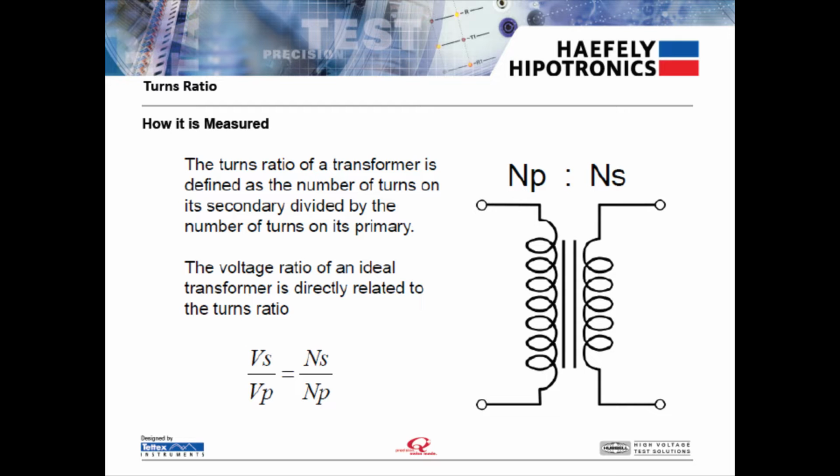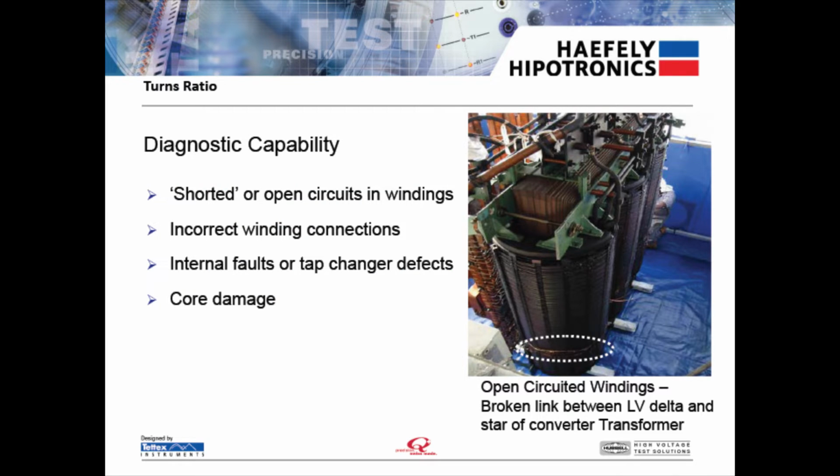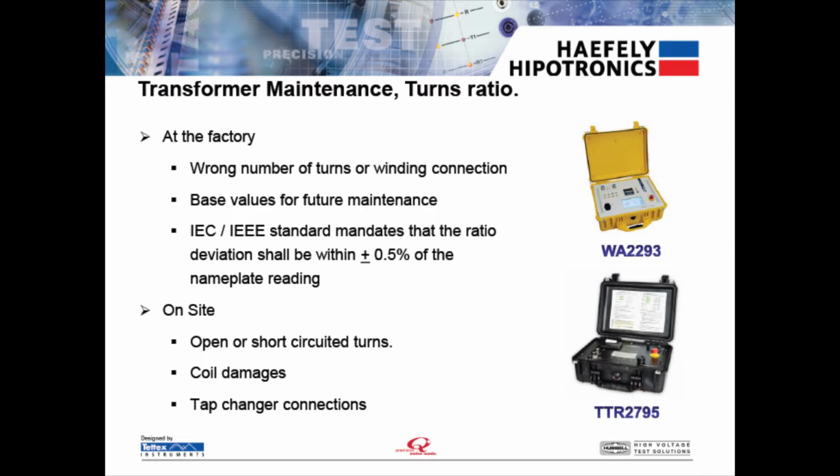So for a transformer turns ratio, or TTR, it's the ratio of turns between the high and the low voltage side within the transformer. By performing this test, you can find if there are any shorted or open circuit windings, incorrect winding position connections, any defect in the tap changer, and you can also show core damage. So it's very important to do TTR tests right when the transformer is manufactured. This can give a baseline for future tests, and can let you know if there's any discrepancy between the size of the transformer and how it was manufactured. The wrong number of turns can indicate a misconnection in the windings. The IEC and IEEE standards mandate that all the deviations should be within 0.5% of the nameplate reading. And also, when done on-site, TTR can diagnose open and short circuit turns, coil damage, or tap changer connection errors.